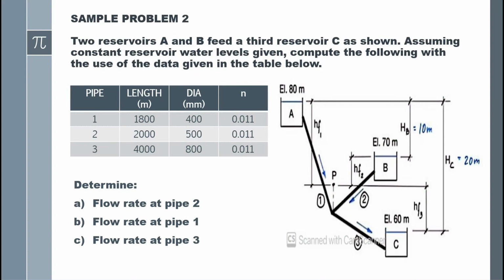Sample problem 2. Two reservoirs A and B feed a third reservoir C as shown. Assuming constant reservoir water levels given, compute the following with the use of the data given in the table below. Determine A. Flow rate at pipe 2, B. Flow rate at pipe 1, C. Flow rate at pipe 3.